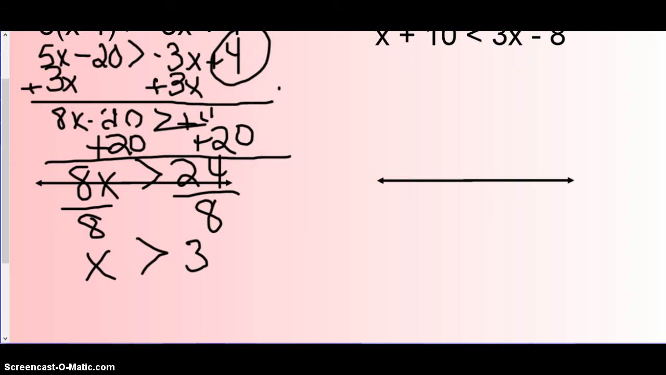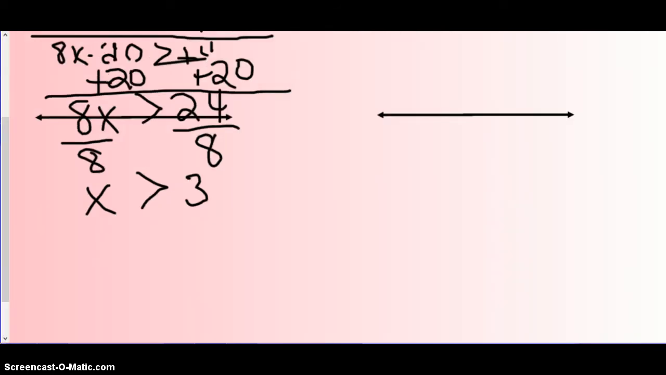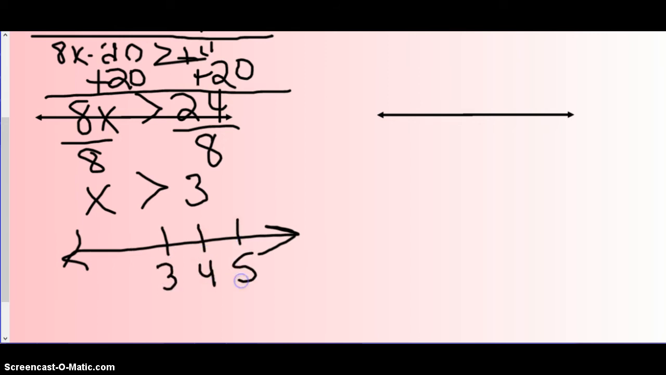So drawing that on a number line, you would want to make sure that you have at least 5 numbers on your number line. So we've got on both sides of your 3, we've got x is greater than. Notice I left it an open circle because it does not say is equal to.